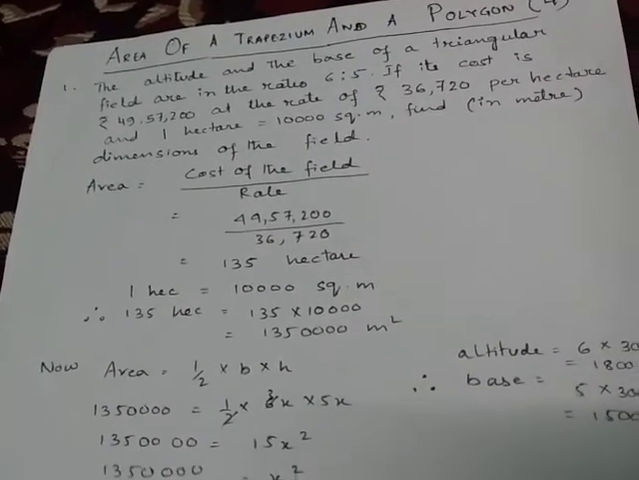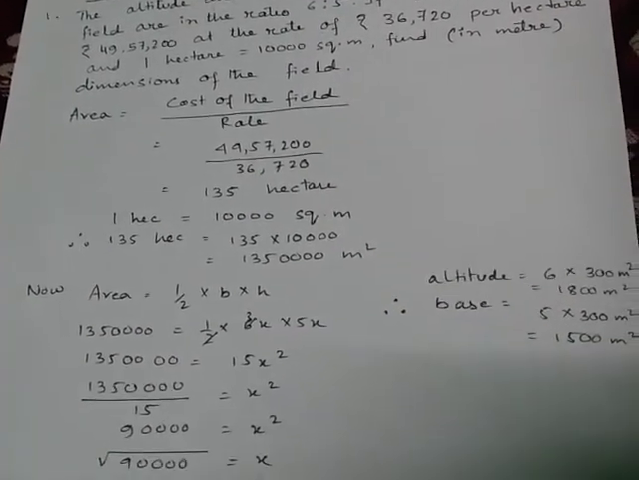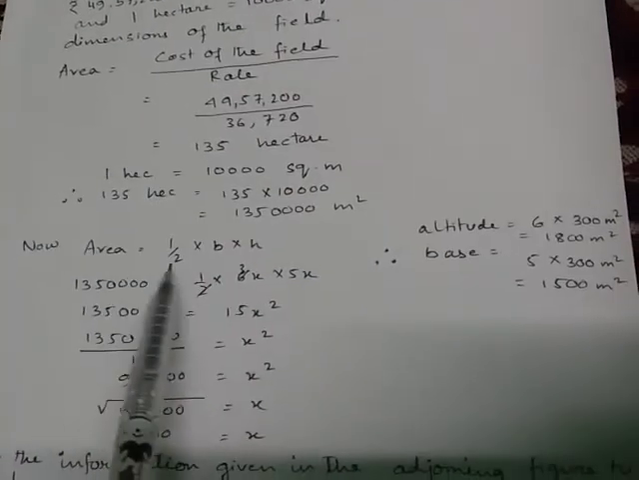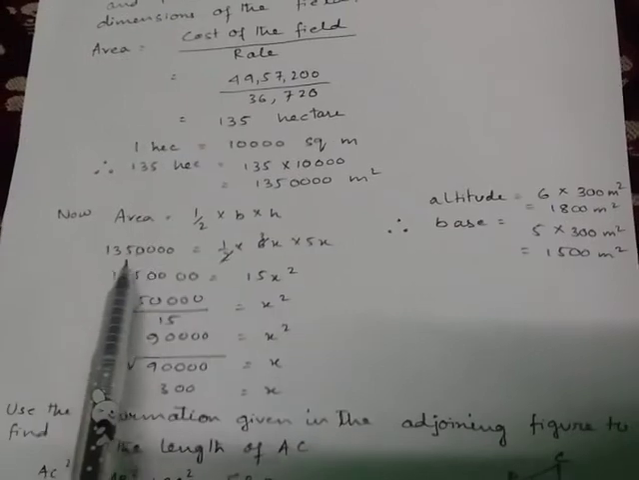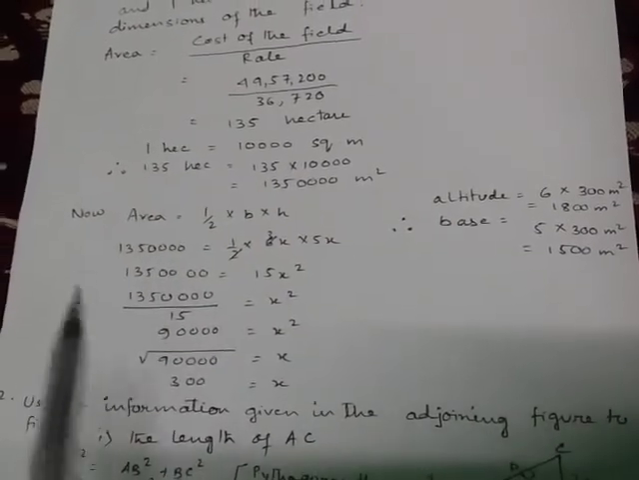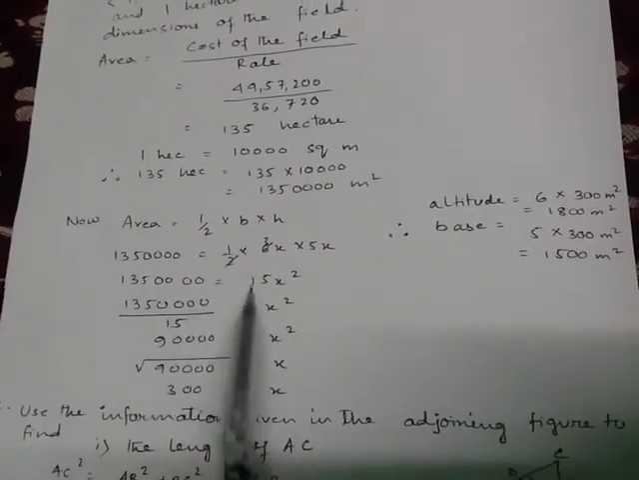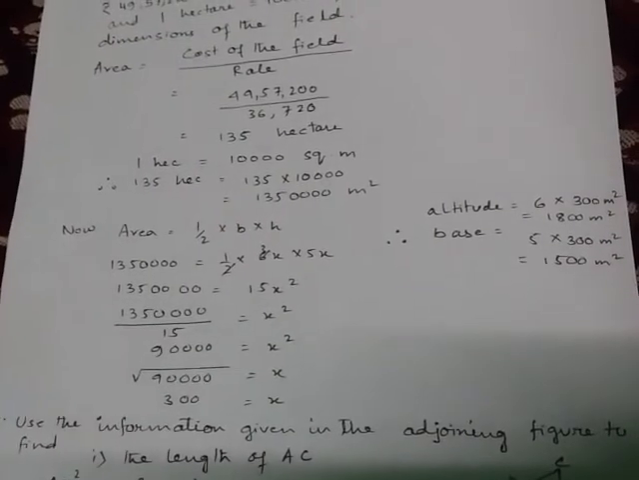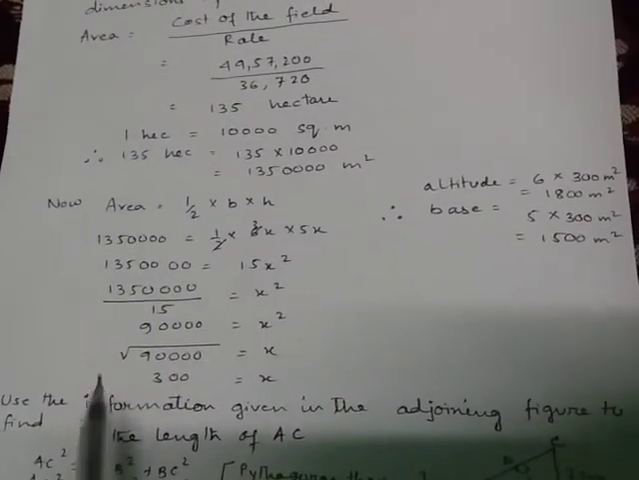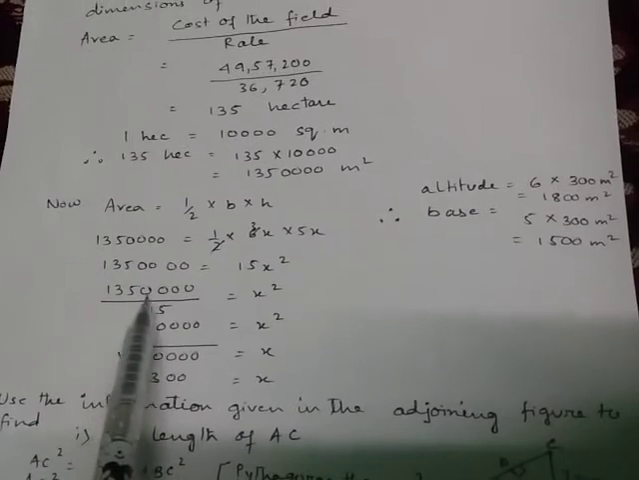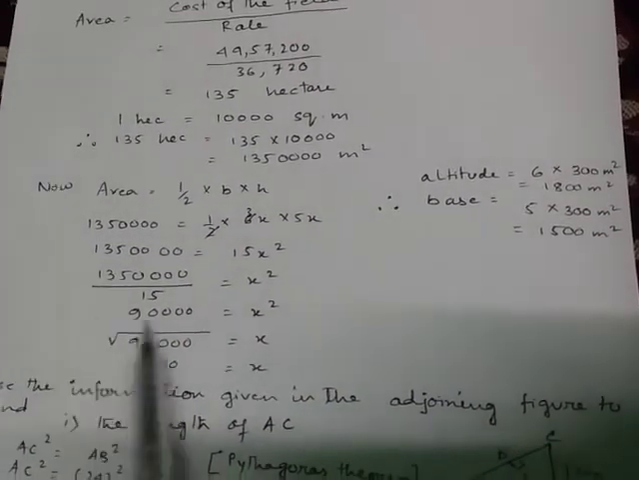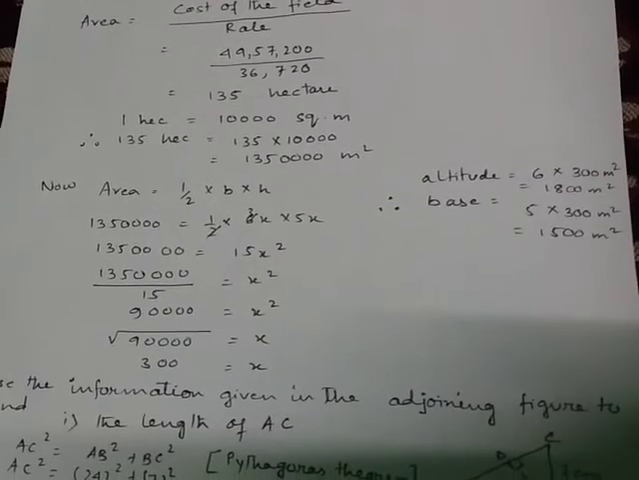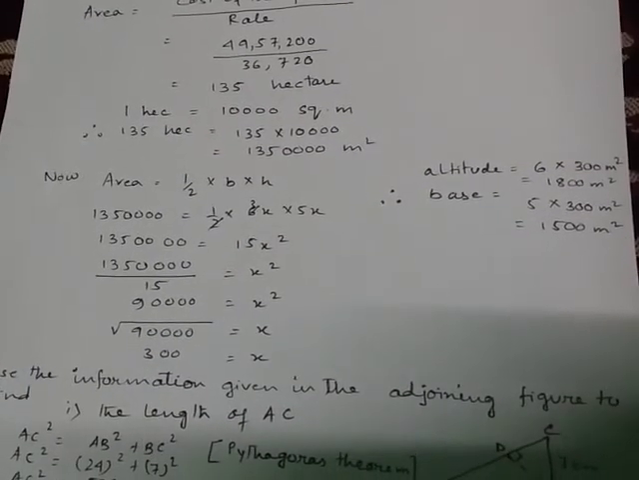Now for the area formula, altitude is given, so I will apply the half into base into height formula. So area already I got, 135,000 equals half into 6x into 5x. So it is coming 15x square. So 135,000 divided by 15 is equal to x square. So 90,000 equals x square. Therefore x is coming as 300.